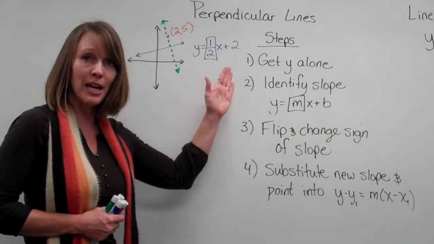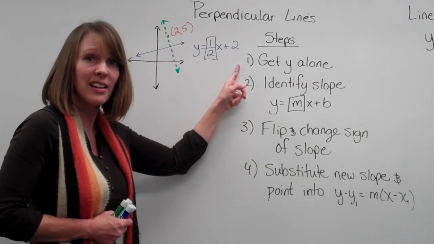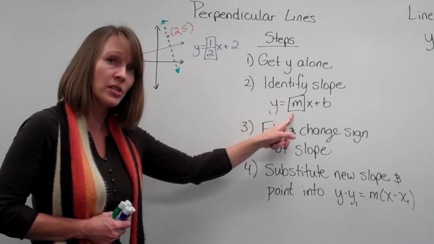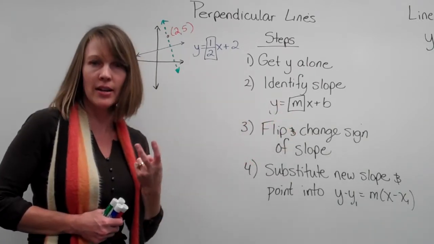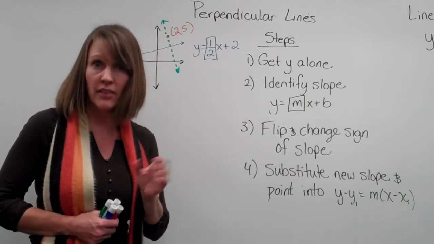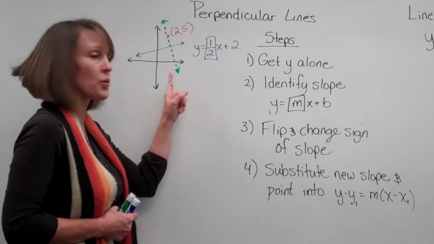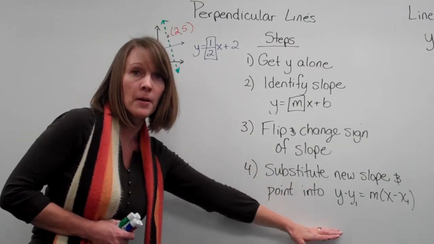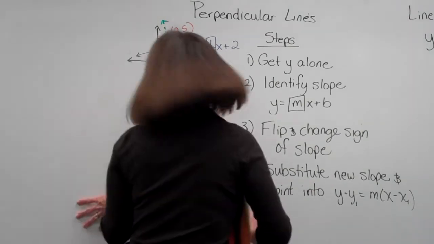So here's our steps mathematically. First, we need to make sure that the equation they give us, the y, is alone, so that we can identify which one of those numbers is the slope. Then we're going to take that slope, flip it upside down, change it to the opposite sign, and then we have a new slope for this green line that we can substitute in our point-slope equation with the point that they've given us. All right, let's do it mathematically.